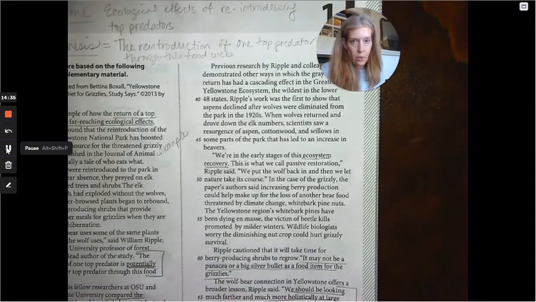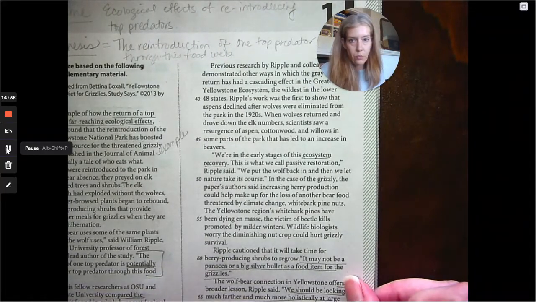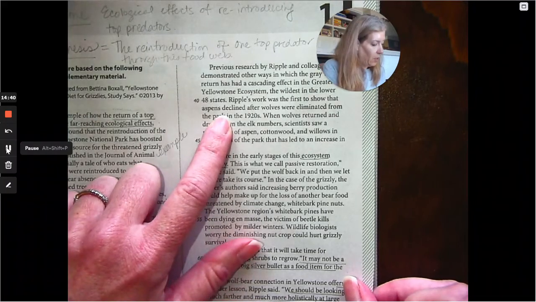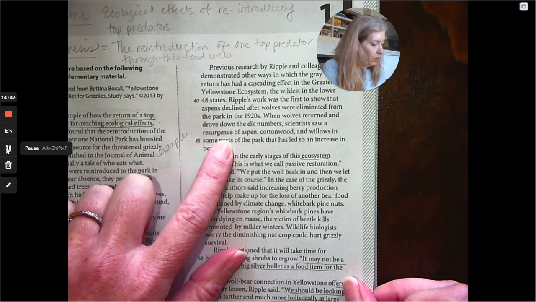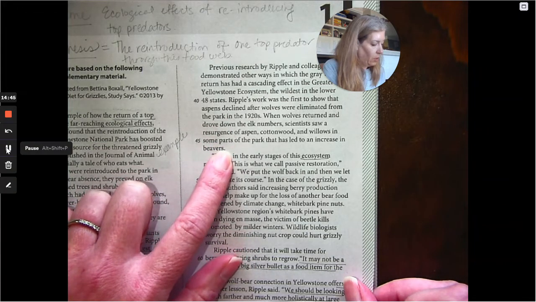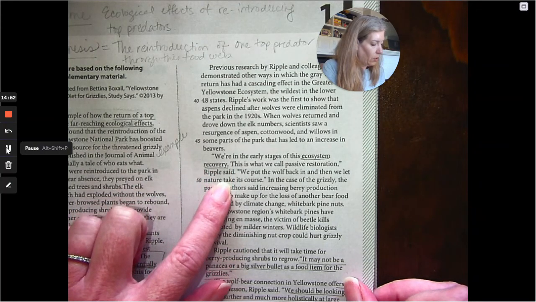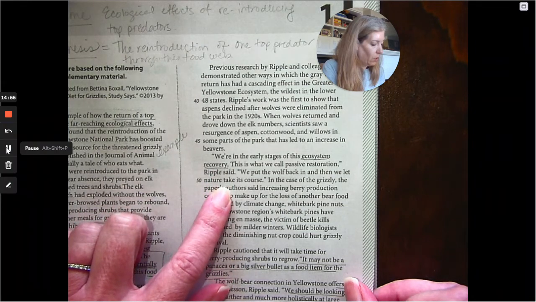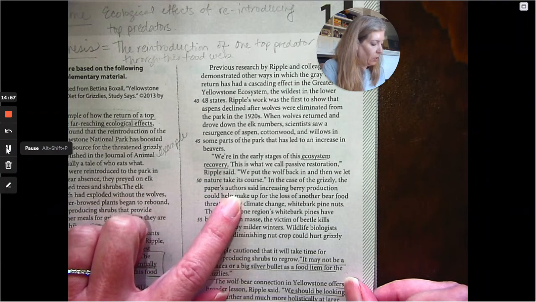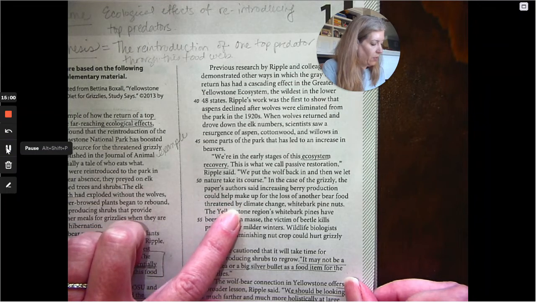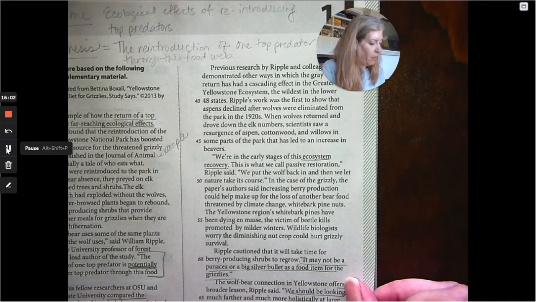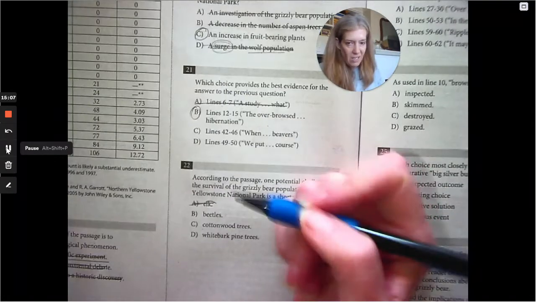I'm just looking for... Oh, there's aspens. Aspens decline after wolves, willows, and some parts of the park, increase in beavers. In the case of the grizzly, the paper's authors said increasing berry production could help make up for loss of another bear food threatened by climate change, white bark pine nuts. Found it. I wish I had marked that, but I didn't. I would never have guessed that was a question.